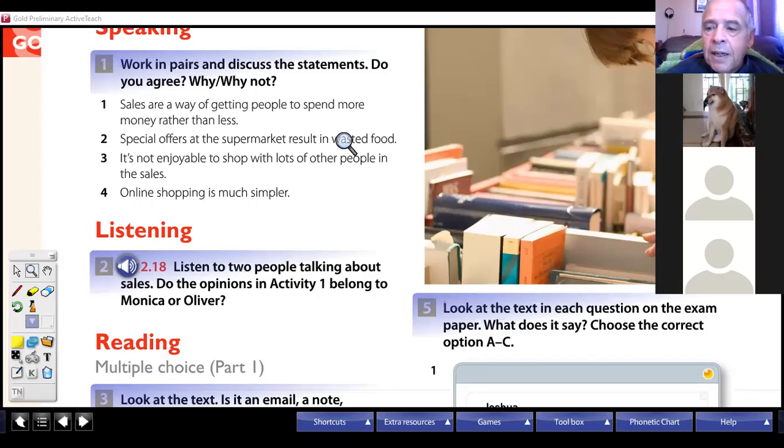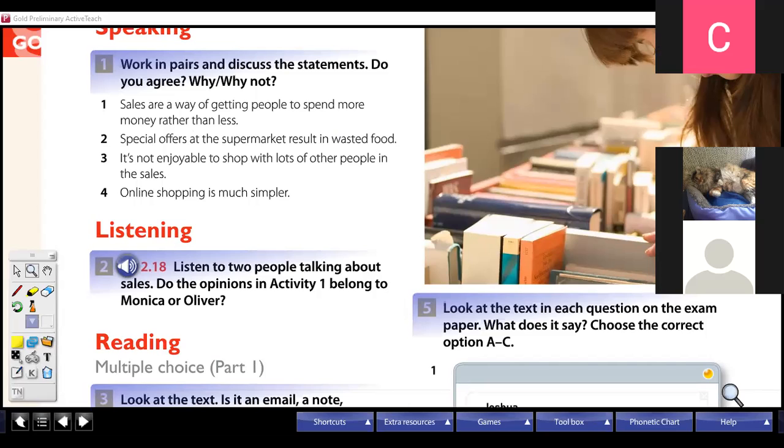Read, let's see, Millaray, number 2. Special offers at the supermarket result in wasted food. Do you understand the sentence, Millaray? Yes. Okay, wasted food. Okay, Carlos, what about number 3? It's not enjoyable to shop with lots of other people in the sales. Look at that. And Catalina Rice, what about number 4?